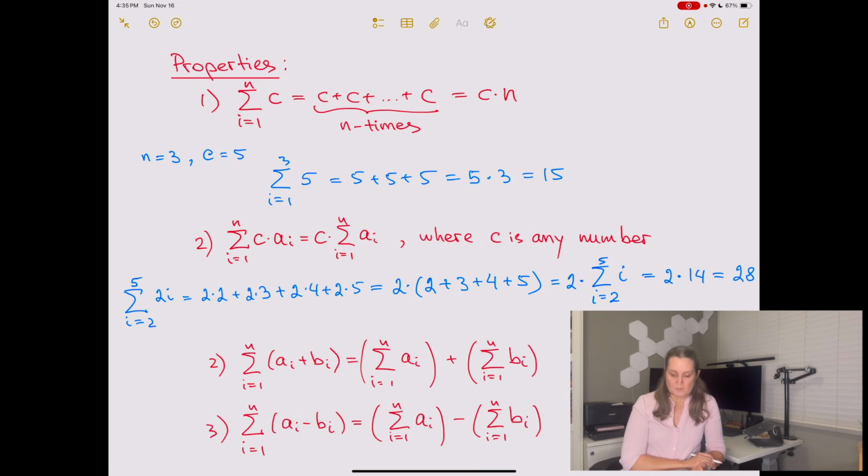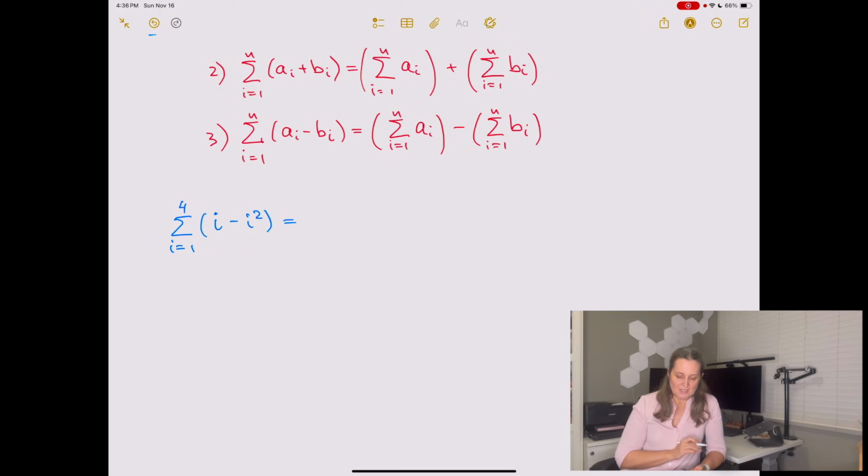The last 2 very useful properties are the sum of a sum, or the sum of a difference. If every term is ai plus bi, we can calculate the sum of terms ai separately, the sum of terms bi separately, and then add the results. Similarly, if we sum up the difference ai minus bi, we can sum up the ai terms separately, sum up all bi terms separately, and then subtract from the sum of ai the sum of bi.